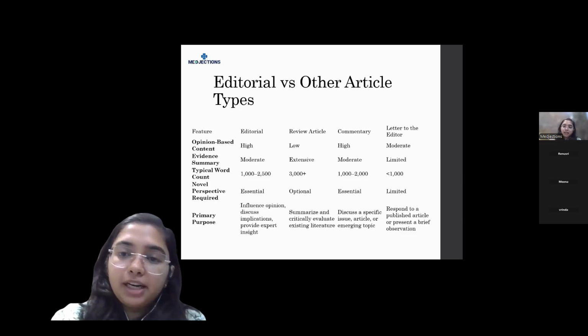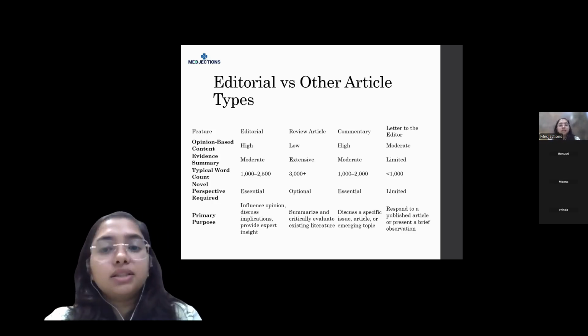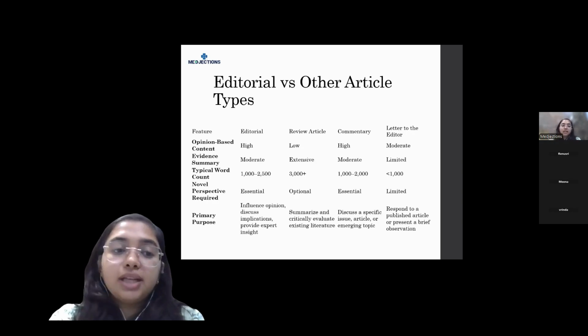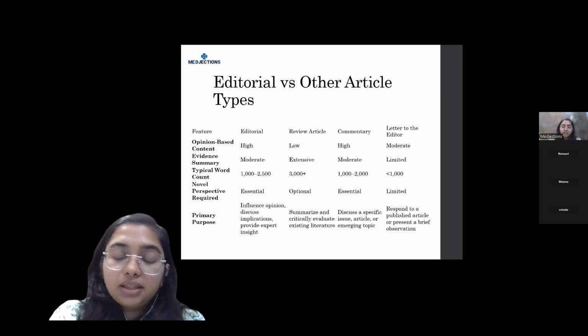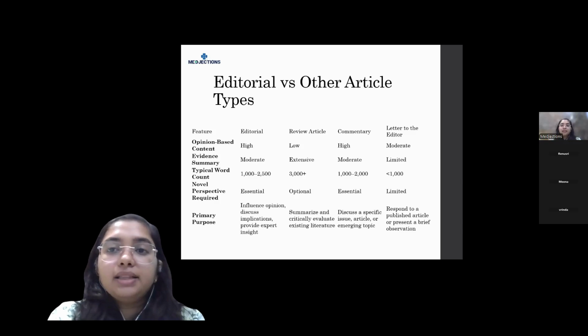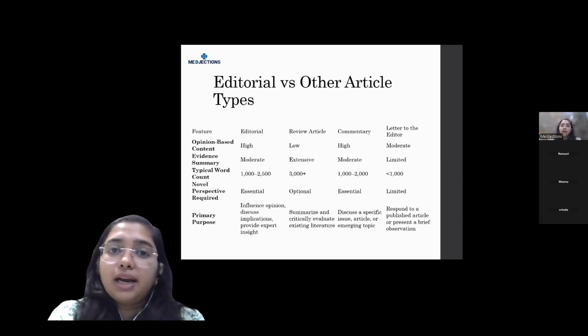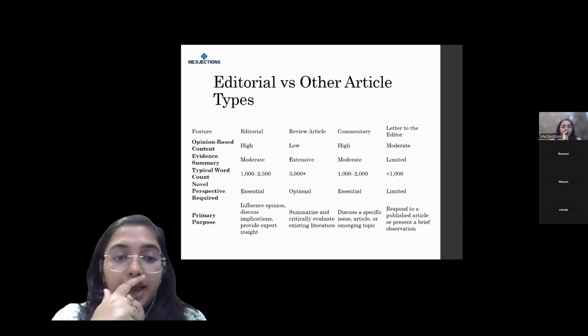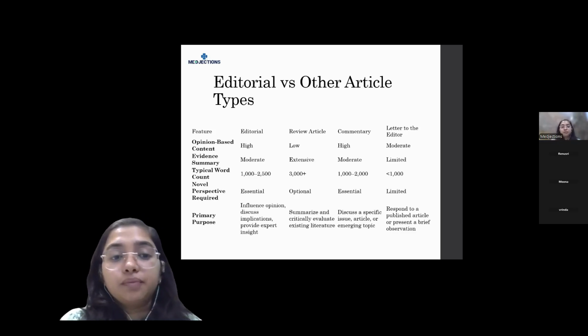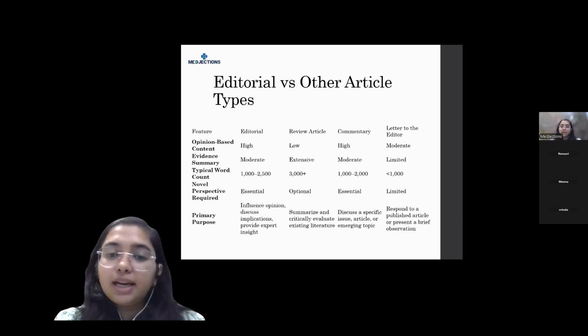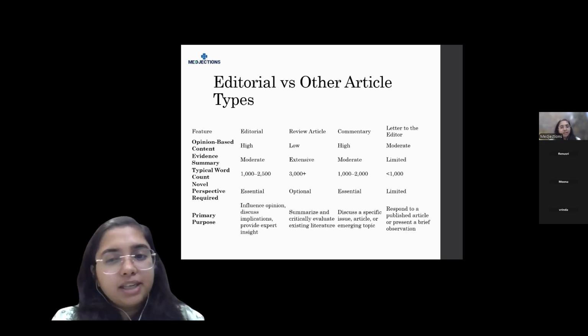So that's why we go with the editorial, review article, systematic reviews, case reports, because they are more evidence based, then they are more valuable on your resume, and the perspective is more important, because then you have a lot of things to discuss in your interviews and in your exam prep also. So that is more important. So evidence-based summary, as I said: editorial has moderate, review article has extensive, and letter to the editor is limited.